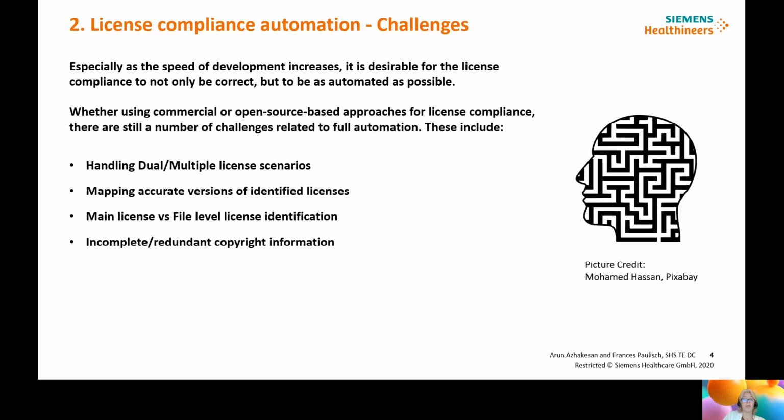Mapping accurate versions to the identified licenses is also a topic it's important to do correctly. And if there are any of these edge cases where there is any degree of uncertainty, then it's important to have an expert have a look at this. This is also the case with incomplete and redundant copyright information.